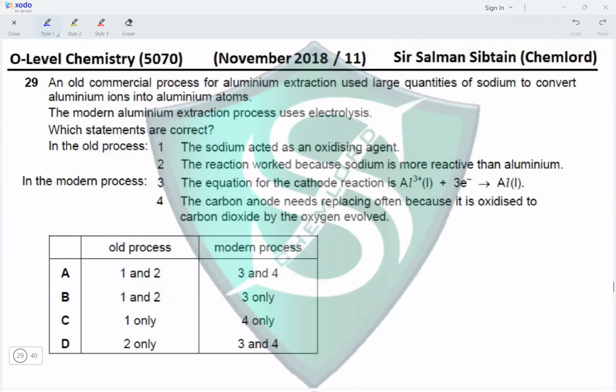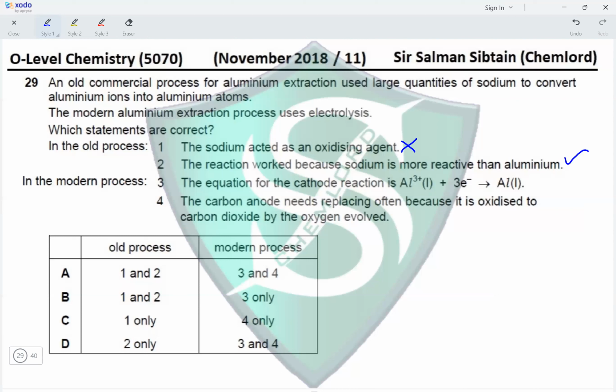Question 29. An old commercial process for aluminum extraction uses large quantities of sodium to convert aluminum ions into aluminum atoms. The modern aluminum extraction process uses electrolysis. Which statements are correct? In the old process, the sodium acted as an oxidizing agent? No, because aluminum ions are being converted into aluminum metal, it acted as a reducing agent. The reaction worked because sodium is more reactive than aluminum. Yes, in the reactivity series, sodium is the most reactive metal.